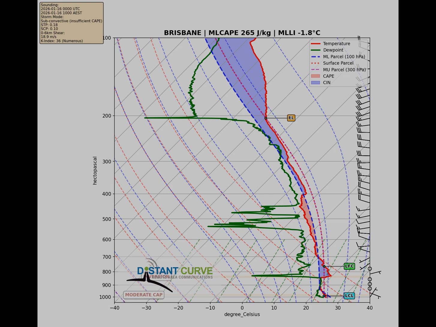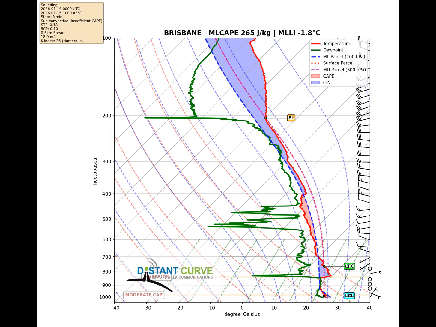Let's start with what we are seeing this morning at 10 a.m. local time. The Skew-T diagram shows a stable environment with a moderate cap holding everything down. The red line represents the actual temperature profile, while the green line shows the moisture levels. We're looking at mixed layer CAPE of only 265 joules per kilogram, which is well below the Australian threshold of 1,000 joules per kilogram. That's the energy available for storm development.